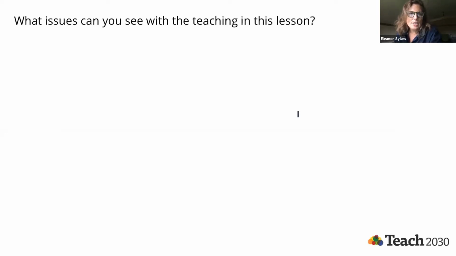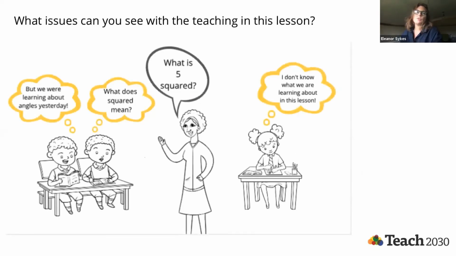Have a look at this image here. What issues can you see with the teaching in this lesson? So there's the teacher in the middle. She's asking the question of the learners, what is 5 squared? But if you look at the comments that the learners are saying, what do they suggest about this lesson? What indications do they give us that perhaps this teacher has not thought this lesson through properly?